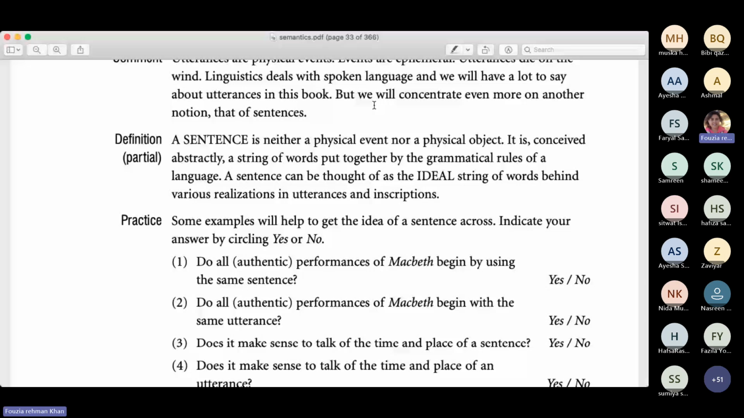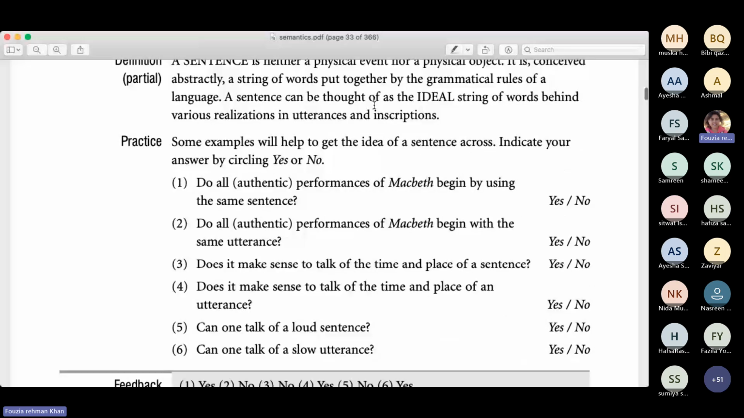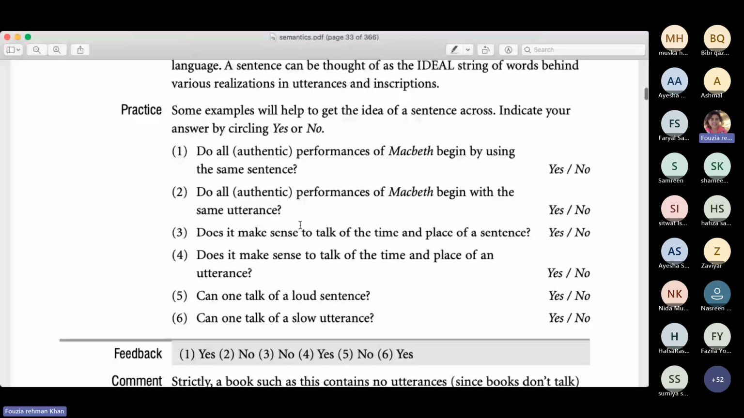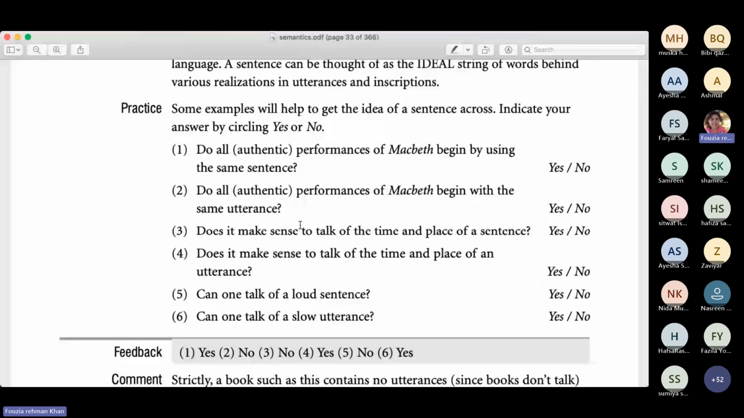Then moreover, sentences and utterances, I've told you the difference between those. Just keep that in mind. And now we are moving towards deciding whether these are sentences or not. Some examples will help you to get the idea of a sentence across. Indicate your answer by circling yes or no. So we need to check if these are sentences or not. We're going to see if they are complete and they give a complete sense, right? Okay.